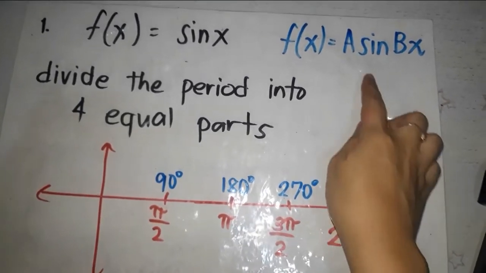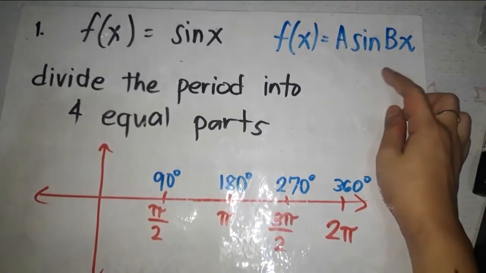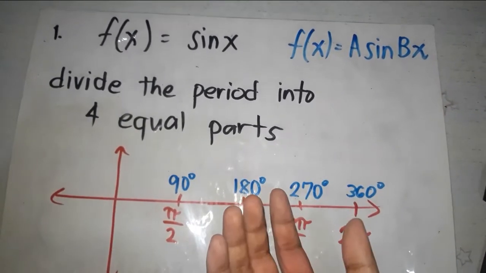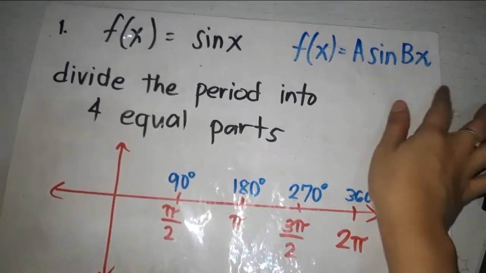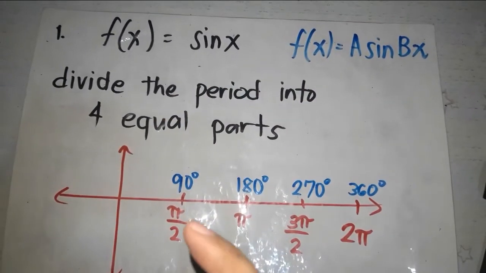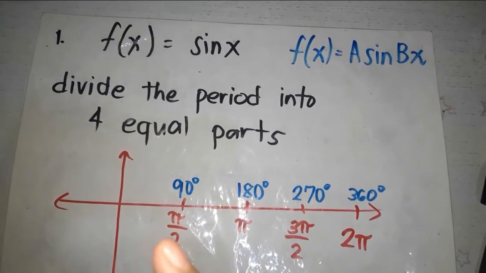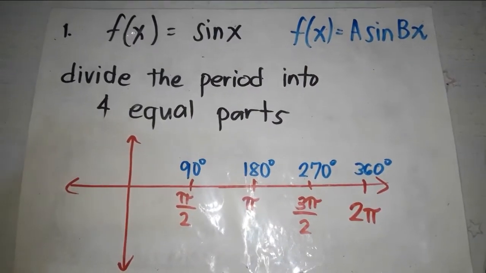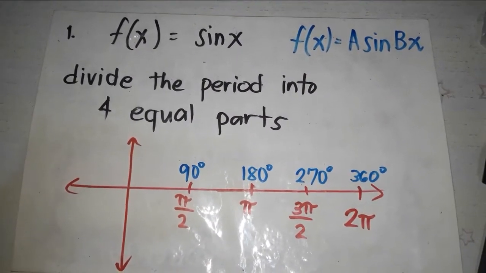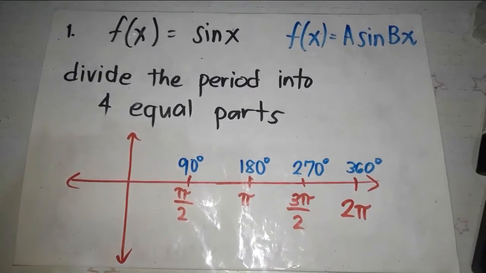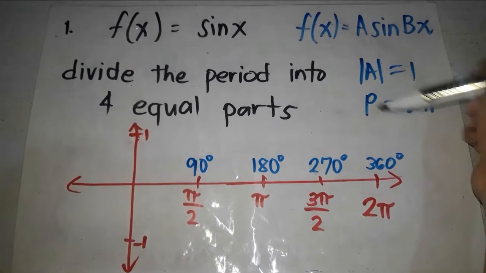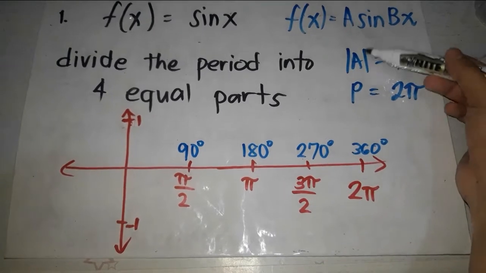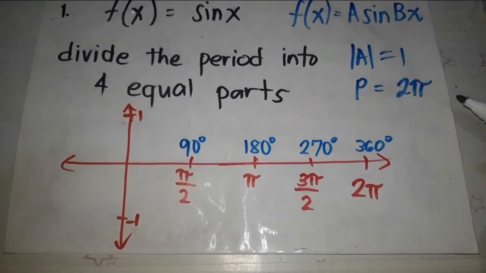Since the given function is in this form, f of x equals a sine bx, we'll have the phase shift, which is 0, since c is equal to 0. We don't have c here. And then the midline, which is y equals d, is also 0, because again, we cannot see d here. So c and d are 0. So we'll emphasize the first two parts, the amplitude and then the period. Remember these two values: the absolute value of a is equal to 1. This is the amplitude or the height, and then P, the period, is equal to 2 pi.